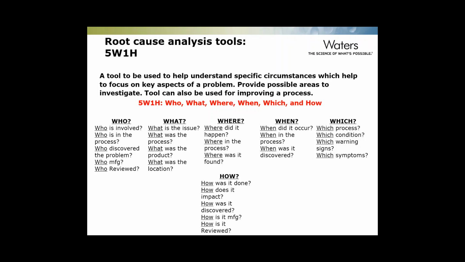Where did it occur? Then again, you're asking on the where, and you go through the same thing. Where did it happen? Where in the process did it happen? Where was it found? Where was it discovered? When did it occur? When in the process did it occur? When was it discovered? And which? Which process? Which step in the process might have led to the problem or the issue? Which warning signs were there? Which symptoms occurred? And then how? How is really where you're getting down to. How was it done? What was the impact? How was the impact to the issue that was found? How was it discovered? And so on and so forth.